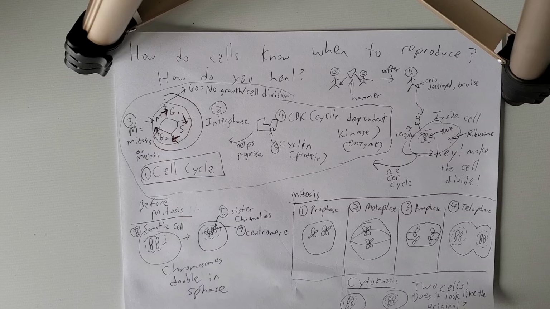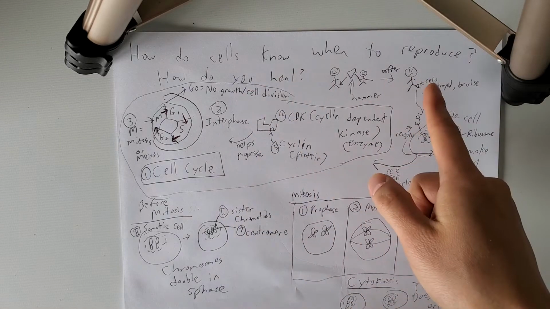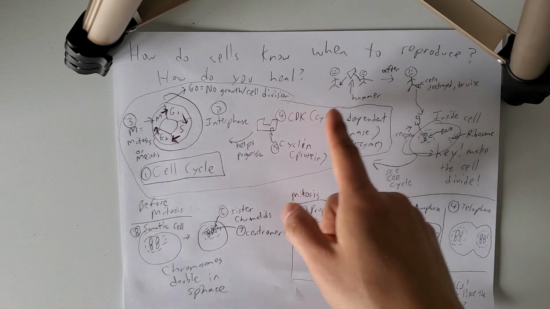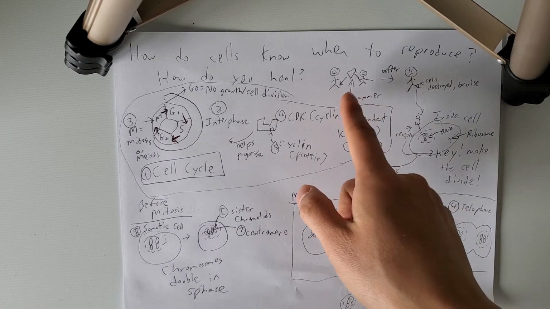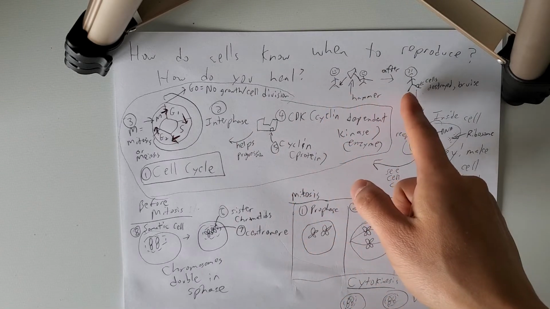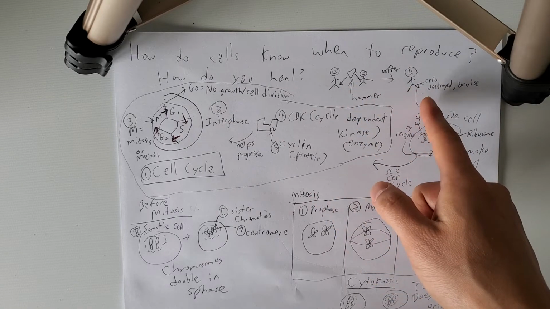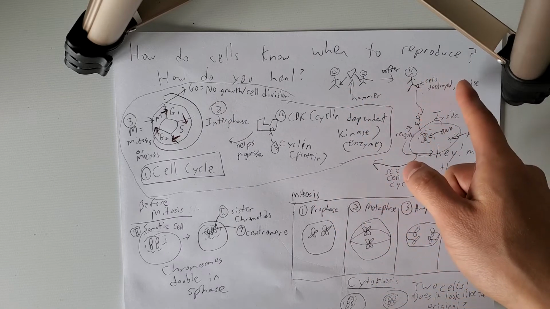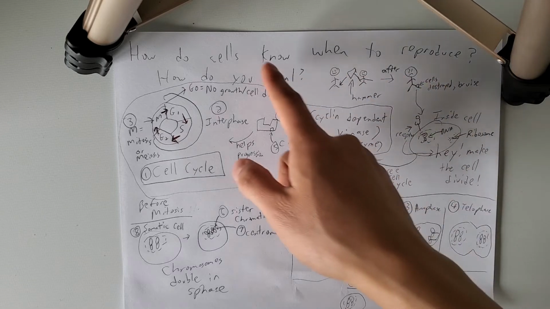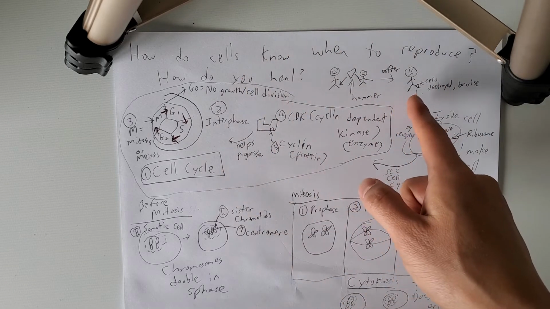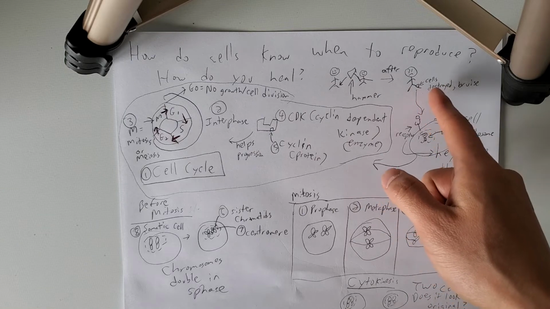In this video, we're going to talk about how cells know when to reproduce. How do you heal? For example, if somebody takes a hammer and hits you in the leg, afterwards your cells might be destroyed, you have a bruise, and it hurts. After some more time, your bruise heals. So how do your cells know when to reproduce and grow more cells?